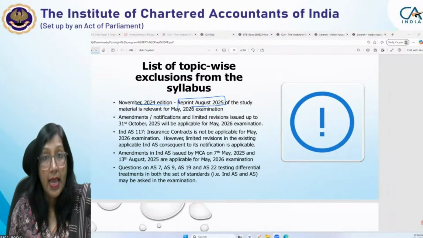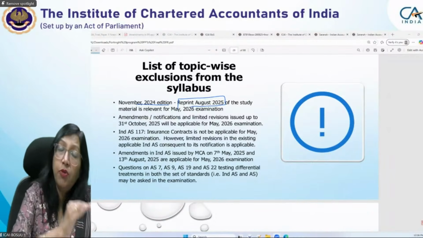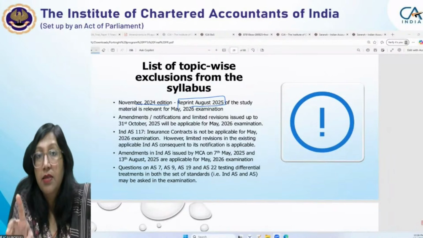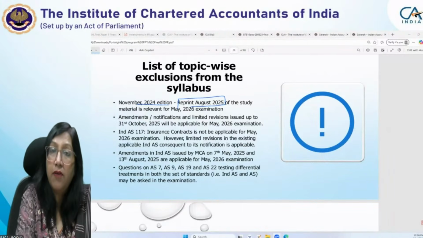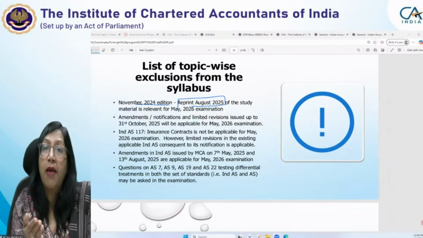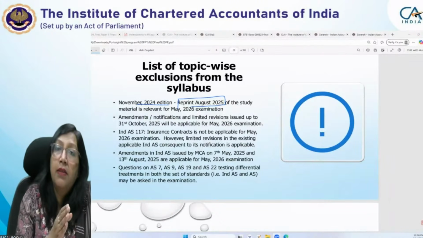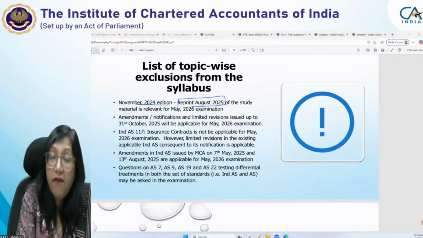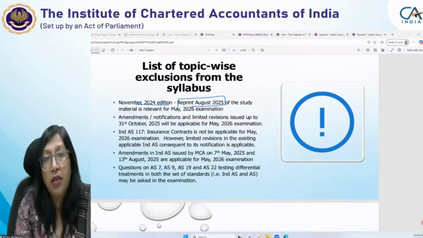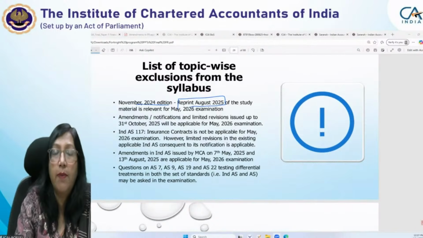Students, as I told you earlier also, any amendments 6 months prior to the date of examination are applicable to you. Your examination starts from 2nd May. So 6 months prior to 2nd May is 31st October, or we can say 1st November. So any amendments issued by the ministry related to your syllabus prior to 31st October 2025 will be applicable to you. There were two amendments applicable to you, one in May and another in the month of August. Both fall before 31st October, therefore they are applicable to you.